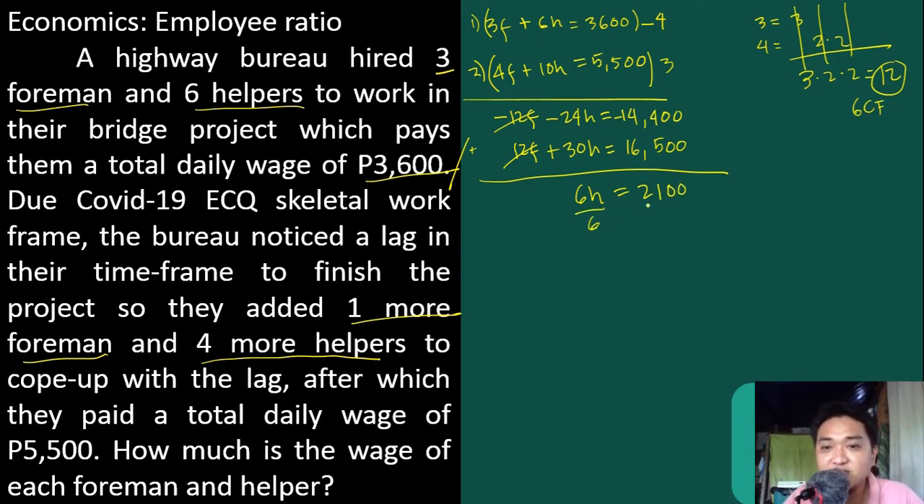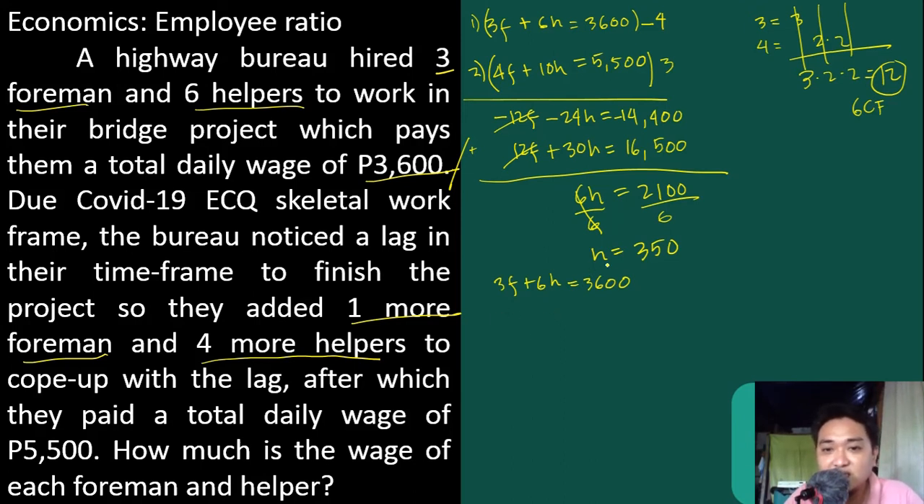And dividing both sides by 6. So h here becomes 2,100 divided by 6 is 350. So yan, ano? Meron na tayong daily wage for each helper. Ang gagawin na lang natin, we will find the daily wage for each foreman. We can make use of either one of the linear equations that we have here on the top. So let's say we want to use 3f plus 6h is equivalent to 3,600. And we're going to use that to find the value of f naman this time.